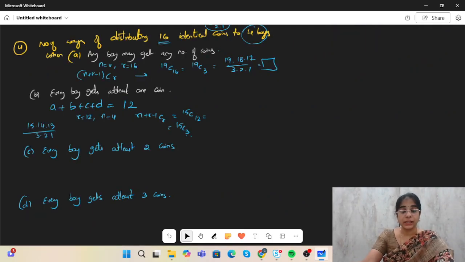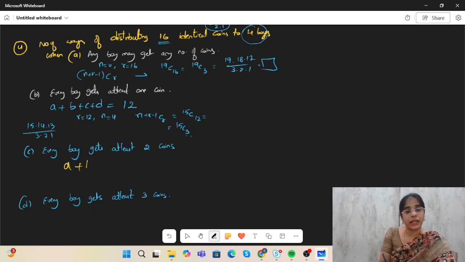See, all these cases I am discussing are in the same question. What is my question? Number of ways of distributing 16 identical coins to 4 boys. Remember that. Okay. Now, I have 4 boys. Every boy gets at least 2 coins. Earlier, I gave just 1 coin. Now, 4 boys are there. I have to give 2 coins each. So, 4 into 2, 8 coins are done. Right? So, 8 coins I have already given away.